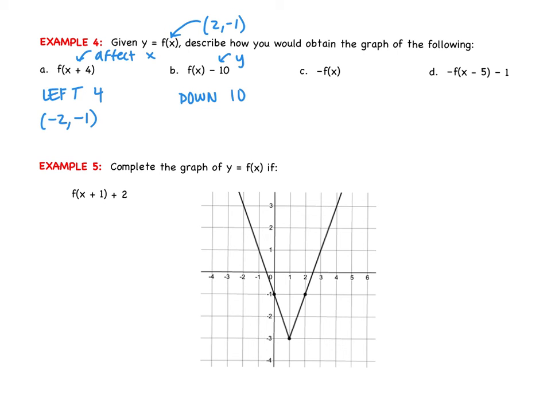Okay, so then with our point, that 2, -1, x is not affected, but y is. If we're at -1 and we go down 10, we would then be at -11. So again, I could ask you for that in 2 different ways.